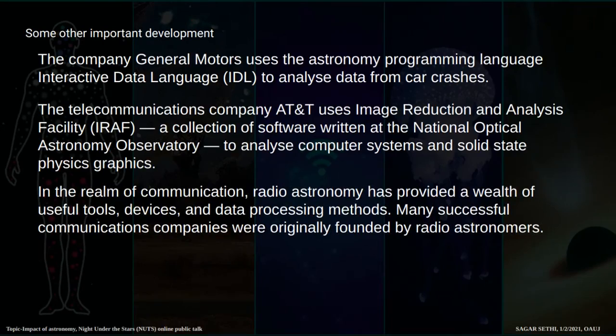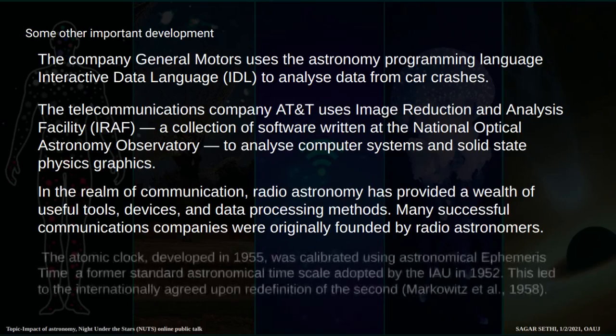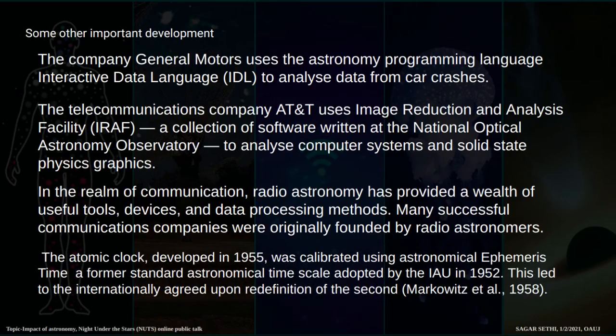And yeah, so in the field of communication, radio astronomy has provided a wealth of useful tools, devices, and data processing methods. Many successful communication companies were originally founded by radio astronomers only. And the last thing is the atomic clock, which was developed in 1955, which was calibrated using astronomical ephemeris time, a former standard astronomical time scale adopted by the International Astronomical Union in 1952. So this is agreed internationally, and we get the most accurate time from this clock.